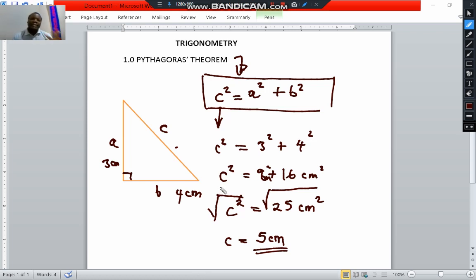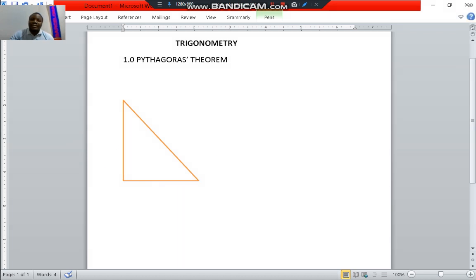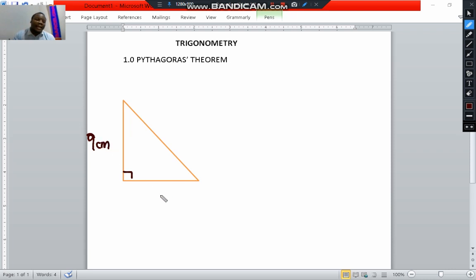So let's look at another example on how we can use this Pythagoras theorem to find sides of a right angle triangle. Let's say the example is this. I give you this side here to be equal to 9 centimeters, and then the other side is 5 centimeters. Then I put x there, and the question says find x.